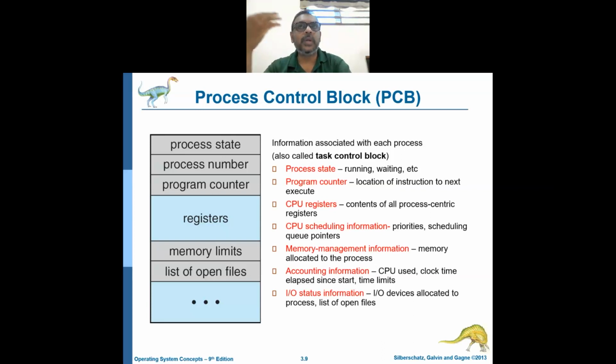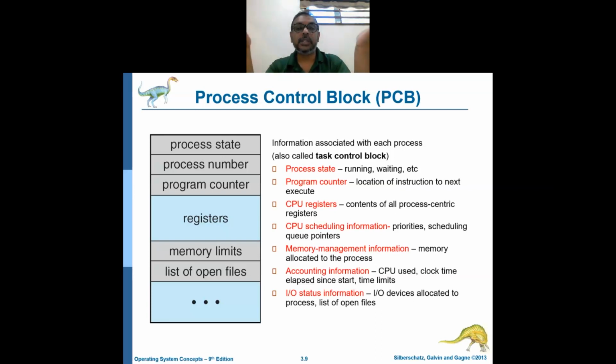Program counter. What is program counter? It is the location of the instruction to execute next. What do you mean by next execute? Inside a particular process, there are some instructions. These instructions will tell the CPU what to do, how to get, and so on and so forth. So the program counter always keeps the instruction of the next thing to do.